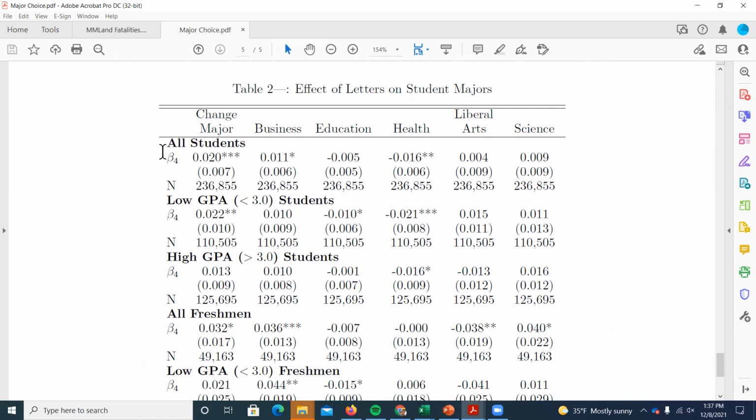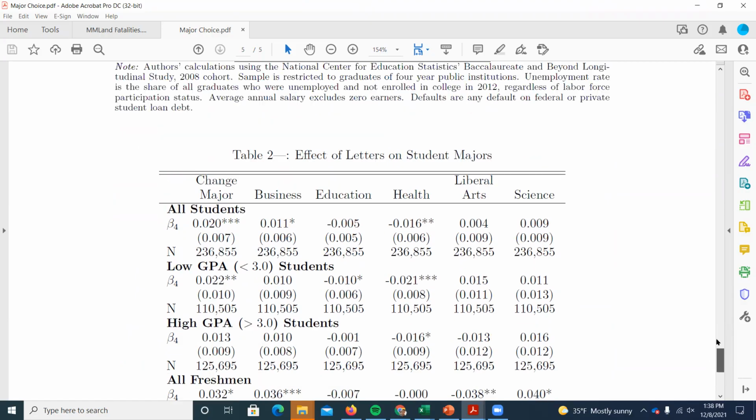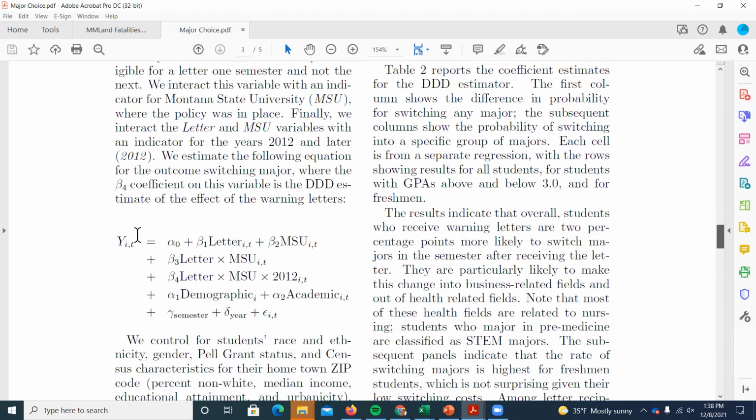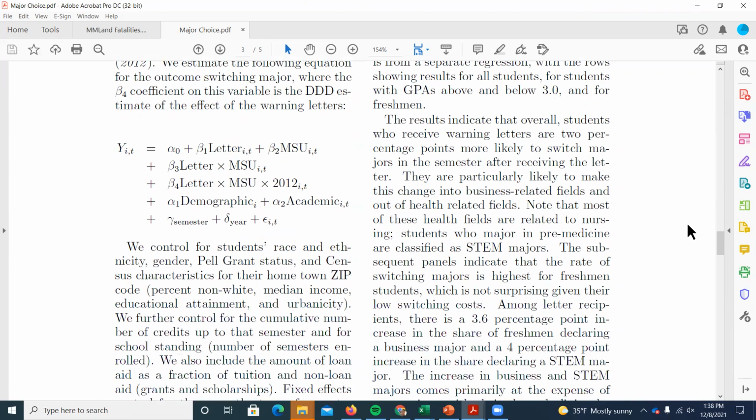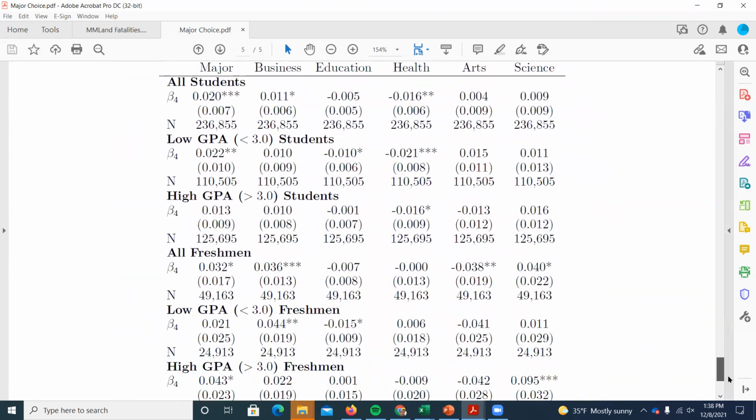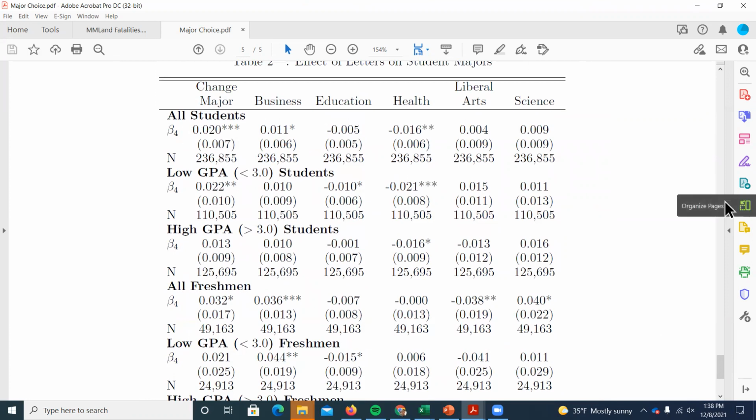They then basically ran a regression. So each one of these columns and each one of these bold headings represent different regressions. They ran a regression where the Y variable was, did the student change their major after receiving this letter? What they find was, after receiving the letter, the probability that a student changed their major went up by about 2%, right? The probability went up by 0.02, so about 2% more likely to change their major.